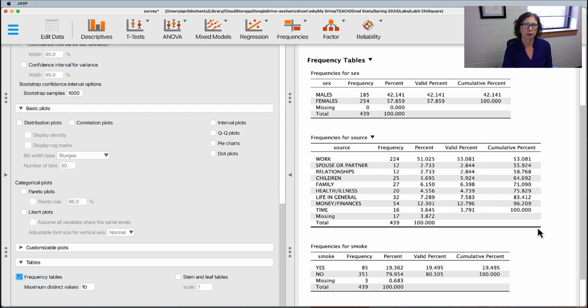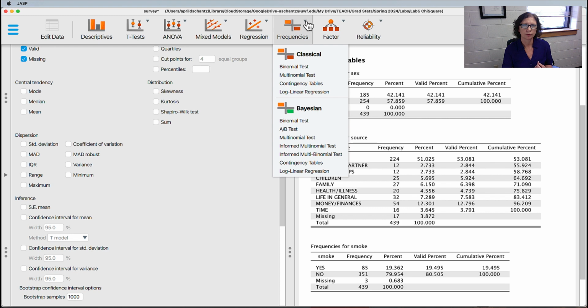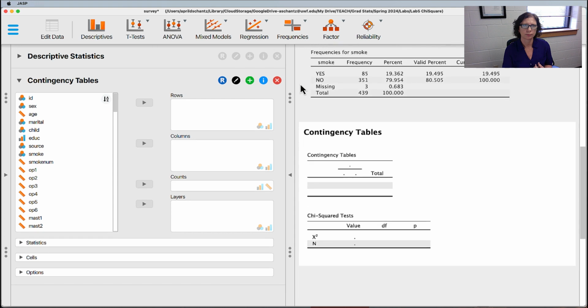Next, we will work on the Chi-Square test. And to get that, we need frequencies. I'll go to frequencies and contingency tables. Now here, this is going to be our Chi-Square test looking at the question, is there an association between gender and smoking behavior? So I'll put Chi-Square, this is my 2x2 table of sex and smoke.